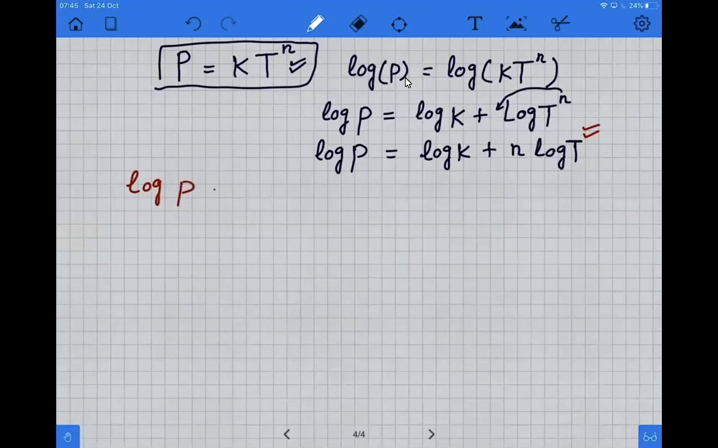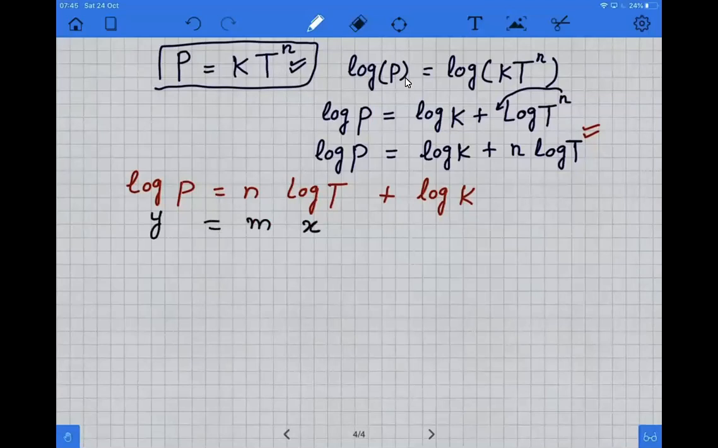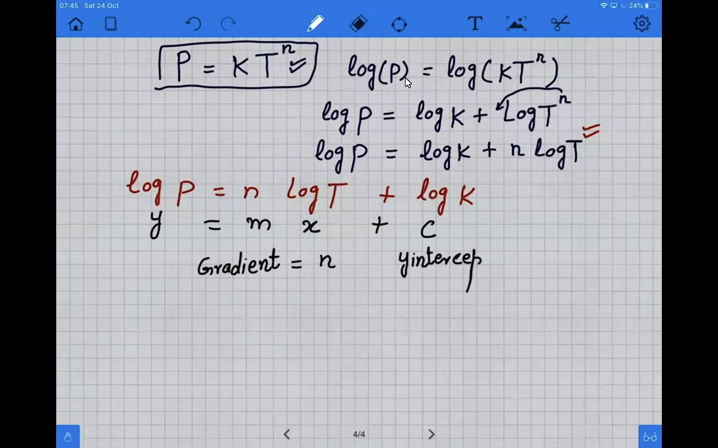For example, now we have log of P is equal to N log of T plus log of K. If we compare this equation with y is equal to mx plus c, then you see gradient will be N, and y-intercept will be log of K.